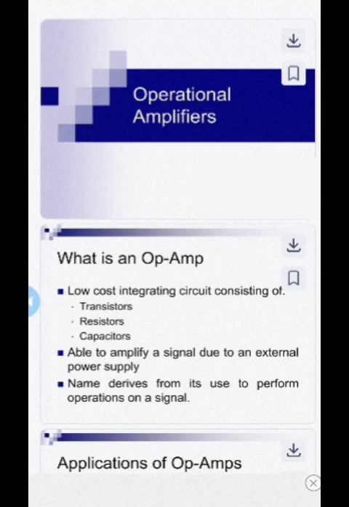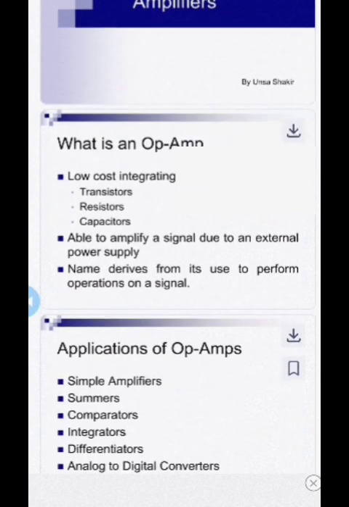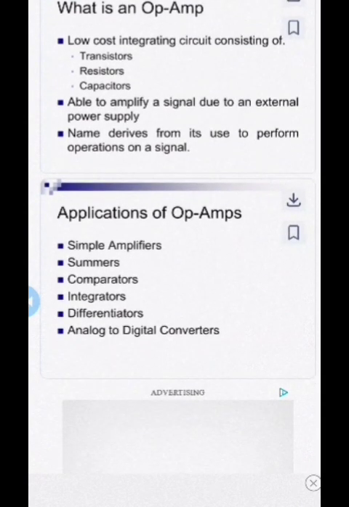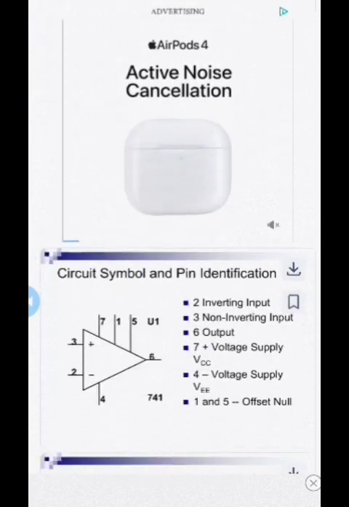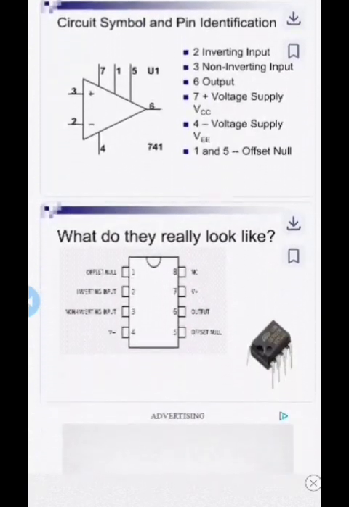Now we see the applications of operational amplifiers. They are used in simple amplifiers, summers, comparators, integrators, differentiators and analog to digital converters. This operational amplifier is commonly known as the 741 IC. IC means integrated circuit.